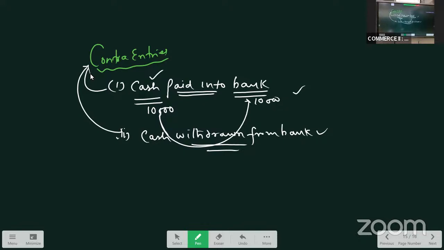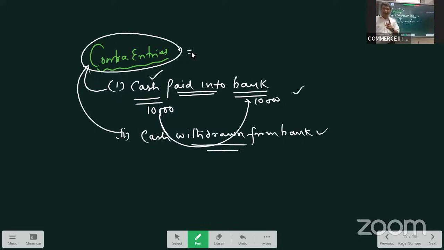Sir, what is a contra entry? See, any entry, as I told you, will appear either on the debit side of cash book or the credit side of cash book. But these two transactions, which are called contra entries, will appear both on the debit side and credit side of 3-column cash book.